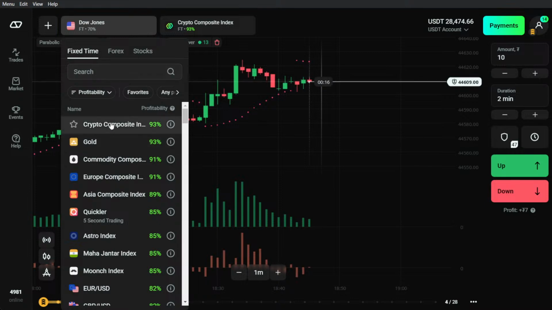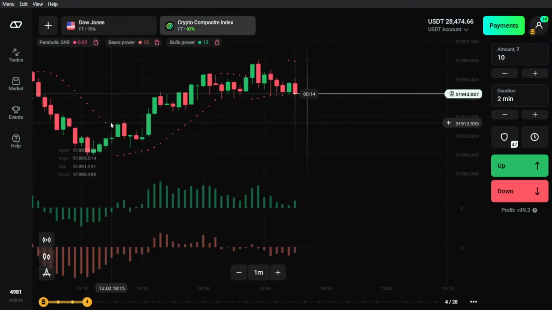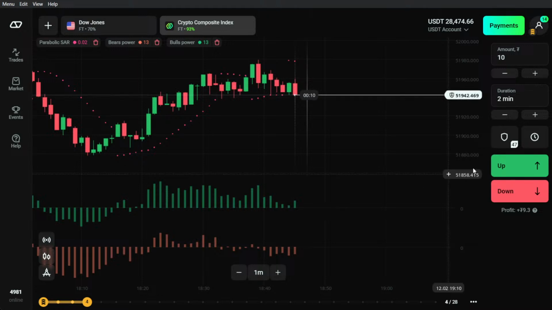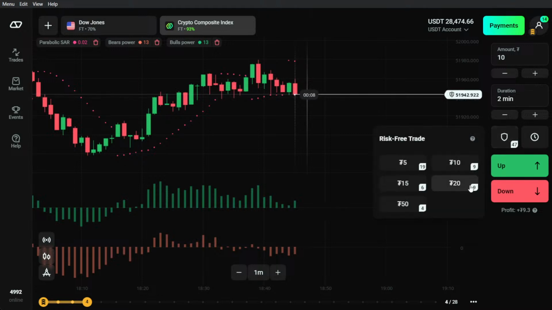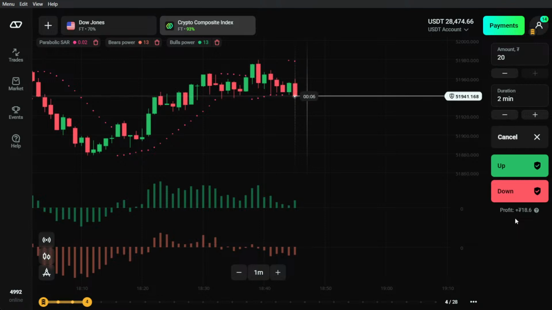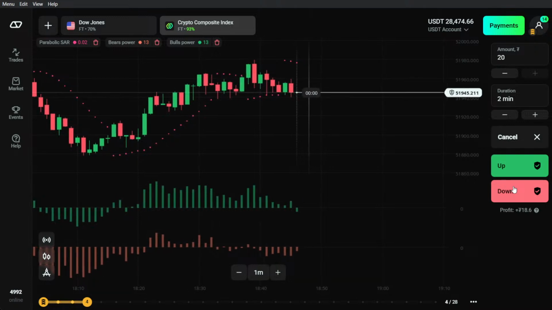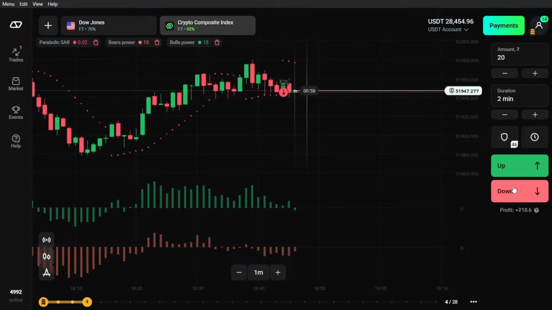Okay, it's a very weird situation, but we have a signal here. Let's see. I will be using a risk free again because the market volatility is very high. Alright, I did get a down signal. I have made a down trade. Let's see how this one goes, and then we will make the trade over here.